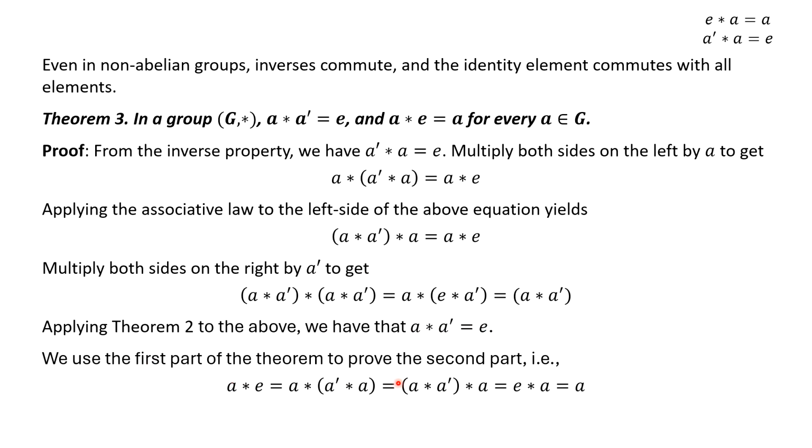So we have A times the identity, and then we know that the identity equals, from here, A inverse times A. Then we use the associative law to group these first two together. Then we use the first part of the theorem that we just proved, and we know this is the identity. Then we use the definition of identity here, and we get A. So A times the identity equals A, and we've proven the second part of the theorem.